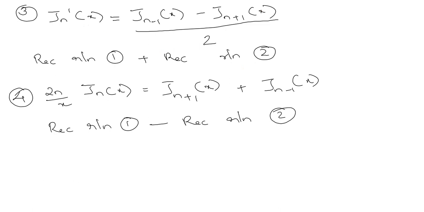Okay, the next one, the fourth recurrence relation, is 2n divided by x into Jn of x is equal to Jn plus 1 of x plus Jn minus 1 of x. In order to get this recurrence relation, you have to subtract the second recurrence relation from the first recurrence relation and just rearrange the terms. You will easily reach this relation. Okay, if you have any doubts, please ask me.